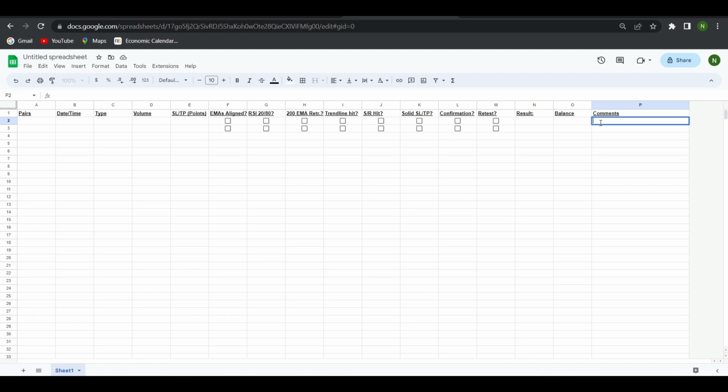So the comment section is one of the most essential tools to use, and I usually have a large area right here so I can comment everything right here, because not everything can be a tick box. There are other confluences that might be in place where they don't meet the columns that I have here. So the comment section is really important for you to be using.